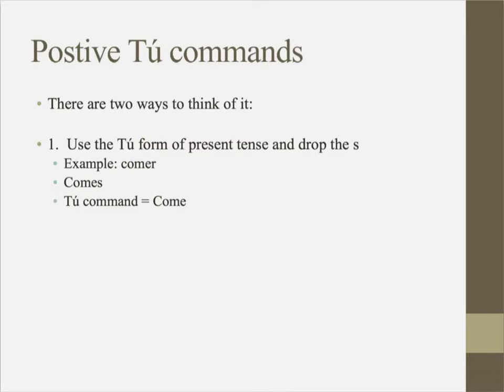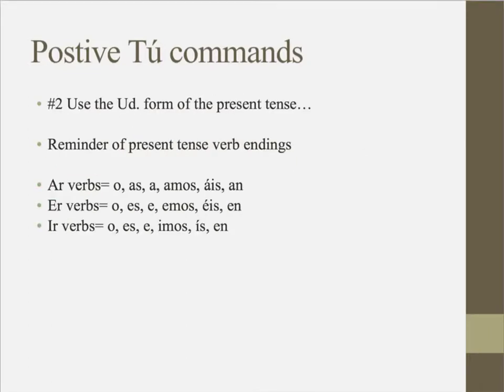One way is to take the tú form of the present tense and drop the s. So if we start with a verb like comer, our tú form is comes, and when we drop the s, our command becomes come. The other way, which I think is easier, is just to go straight to the él, ella, usted form of the verb, which gets you to come as well.